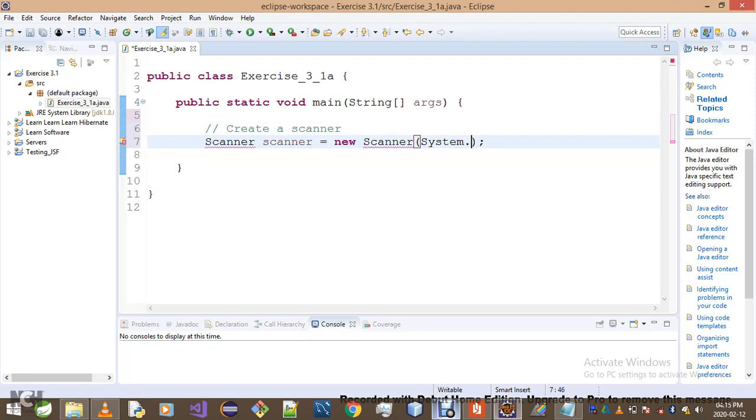System.in. Can go System.in here. Everyone knows that.